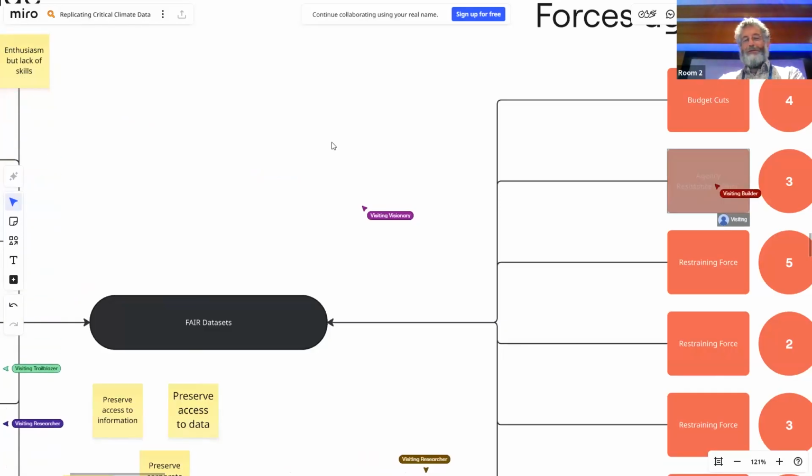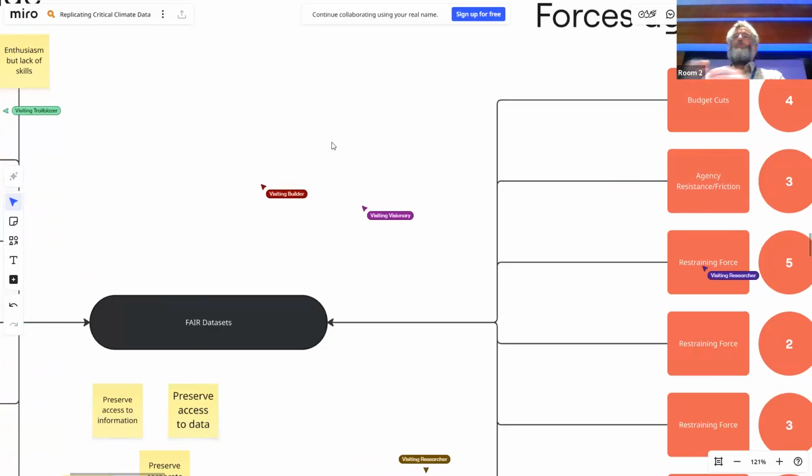So this sounds like a restraining force, that there's a lack of visibility into what it takes to have what we have. Like people don't even understand. Okay. And I just added agency resistance friction. Yeah, the agency resistance and friction, I think that's a little different than the budget one.